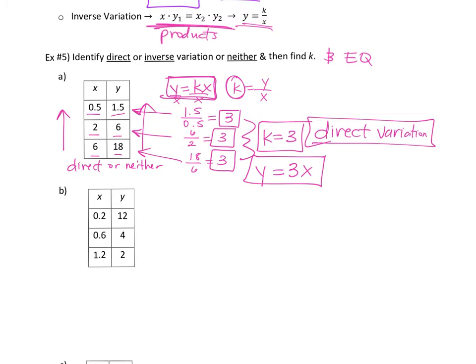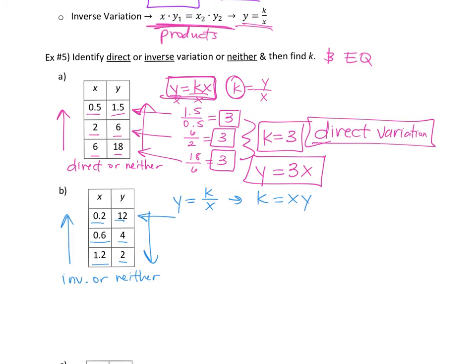This one, your numbers 0.2 to 0.6 to 1.2, those numbers are going up. 12 to 4 to 2, those numbers are going down. So this is either inverse or it's neither. Okay, it cannot be direct variation if they're going in opposite directions. So think about inverse variation. Inverse is y equals k over x. So if we solved for k, that's x times y.